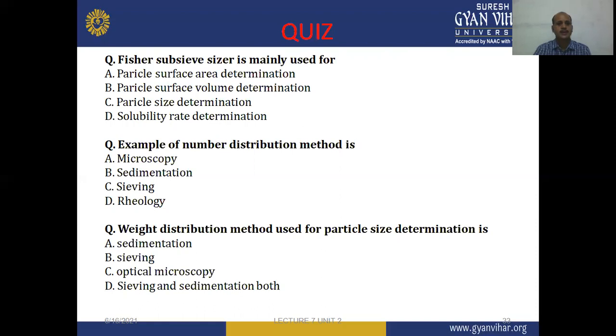The next question: an example of the number distribution method is. We already discussed what the weight distribution method is and what the number distribution method is. So you have to go through the lesson and find out the correct option for the number distribution method, whether it may be microscopy, sedimentation, sieving, or rheology. The next question: the weight distribution method used for particle size determination is. Option A is sedimentation, B is sieving, C is optical microscopy, and D is sieving and sedimentation both. So we have to find out the correct option for weight distribution methods used for particle size determination.